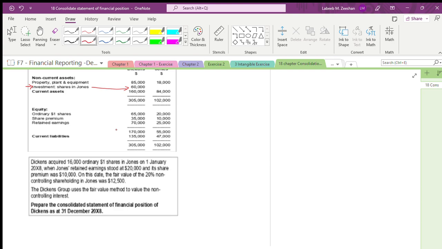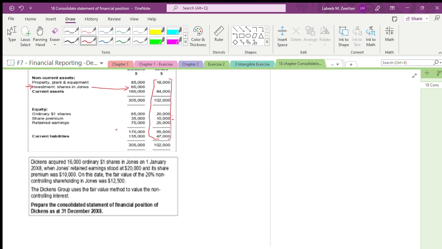Your task is only to consider these things, as simple as that. How much is the equity? 20,000. Share premium is 10,000. Retained earnings is how much? 25,000. Other things don't matter. Property and plant equipment, you will add it, subject to any adjustments. Current assets, you will add it. This is the balance sheet before.